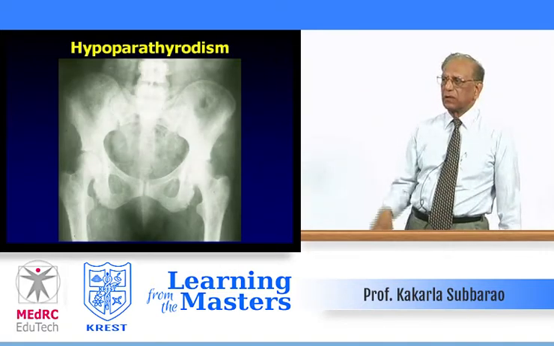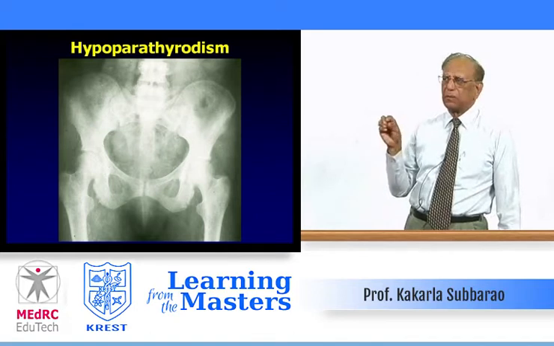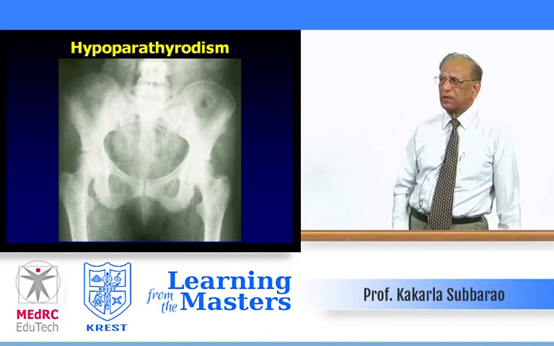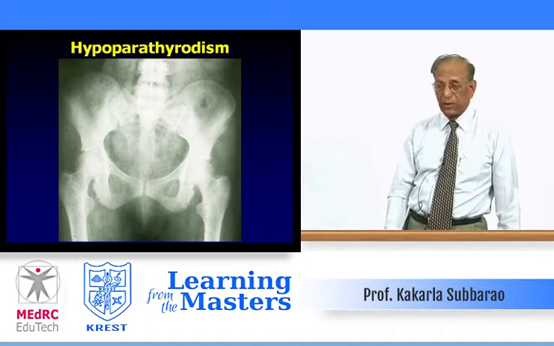Hypoparathyroidism, generally you get sclerosis, but then some enthesopathy also you can see. Look at the irregularity of the ischial tuberosities. Calcification of the ligaments also is seen.